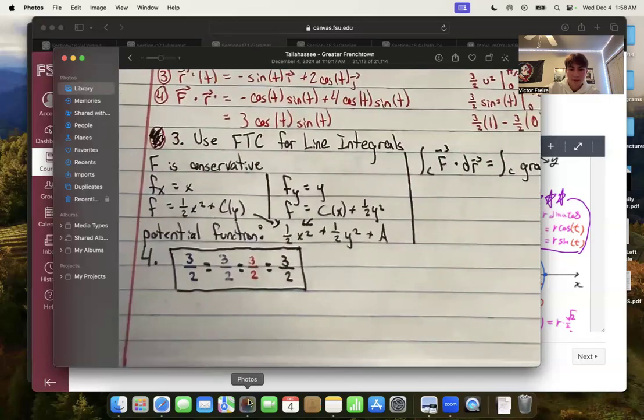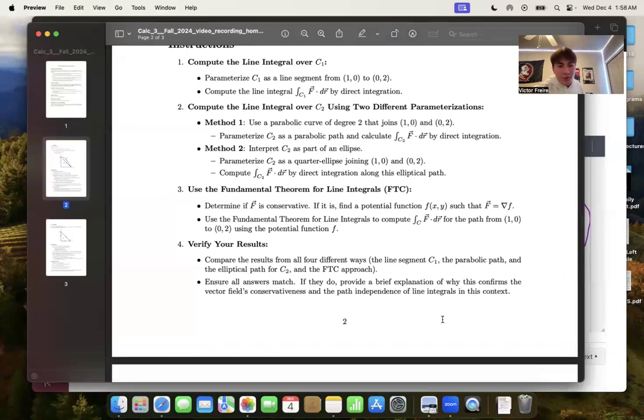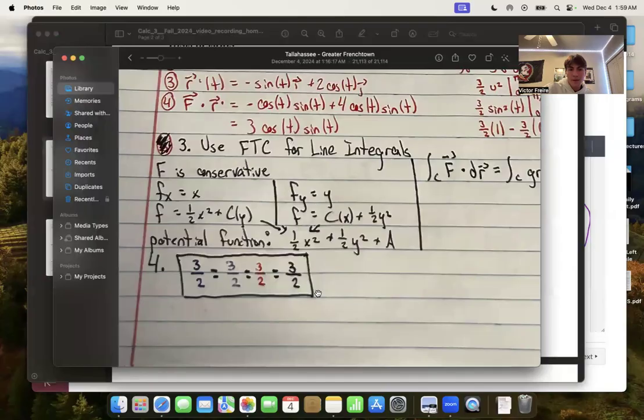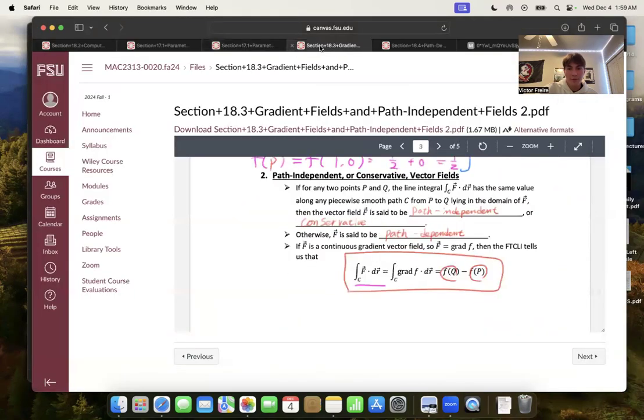All right, so now let's go to the third step of the problem. We have to use the fundamental theorem for line integrals, right? So first thing we want to do is determine if f is conservative, right? So let me go to my work right here. All right, so I just said f is conservative, but why is it conservative, you might ask? So let me go here real quick.